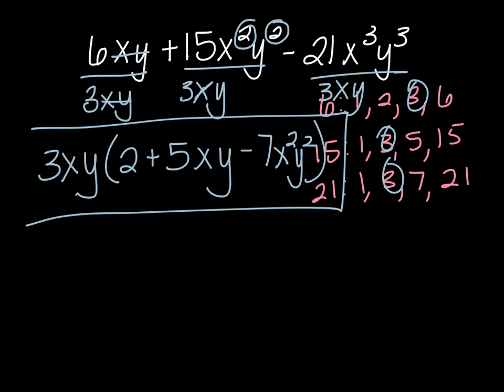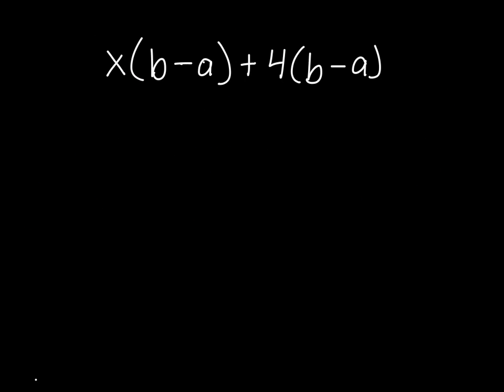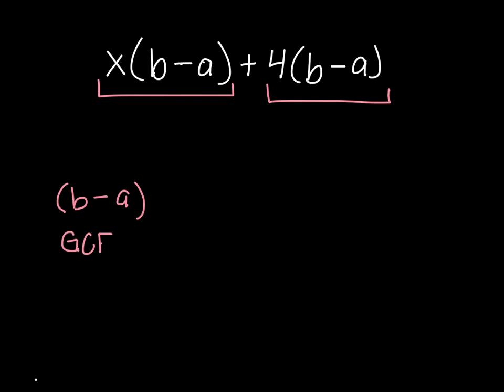Let's look at another one. So this time, I'm looking for the greatest common factor. Well, in this case, I have one term here and one term here. A term is separated by a plus or a minus. And the only thing I have in common is b minus a in each term. So this is my greatest common factor.